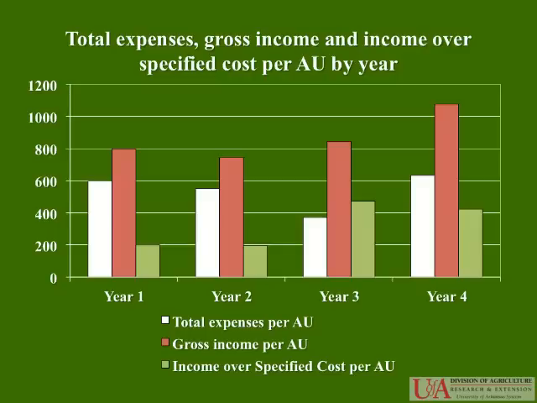On this graph, we've got 1, 2, 3, and 4. And the white bar is total expenses per animal unit. You can see in years 1, 2, and 3, our expenses were going in the correct direction. They were going down. But in year 4, our expenses went up.